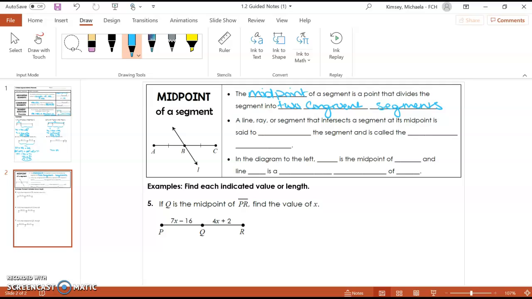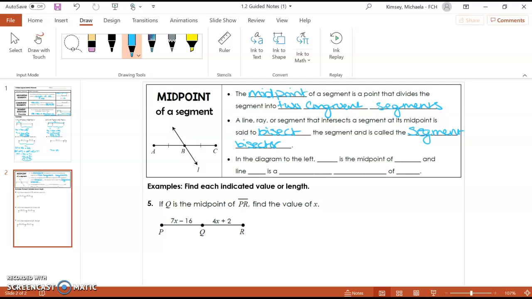Okay? So then a line, ray, or segment that intersects a segment at its midpoint is said to bisect the segment and is called the segment bisector. So that's what's cutting it in half. So if we were to look at this example, line L right here is the segment bisector. It's cutting the segment AC in half.